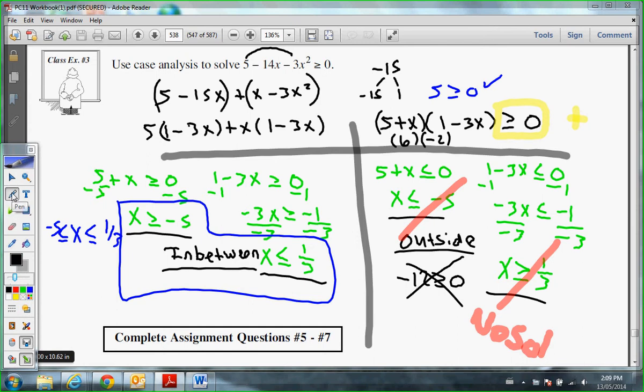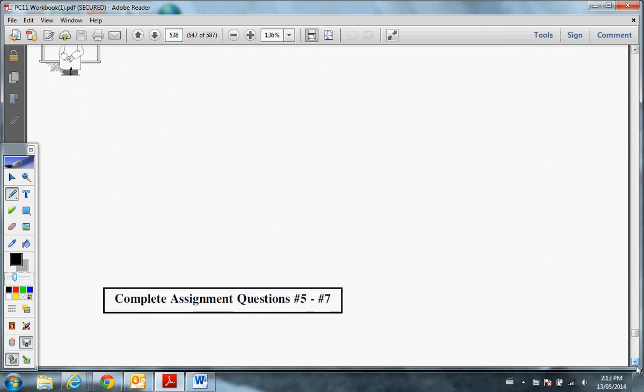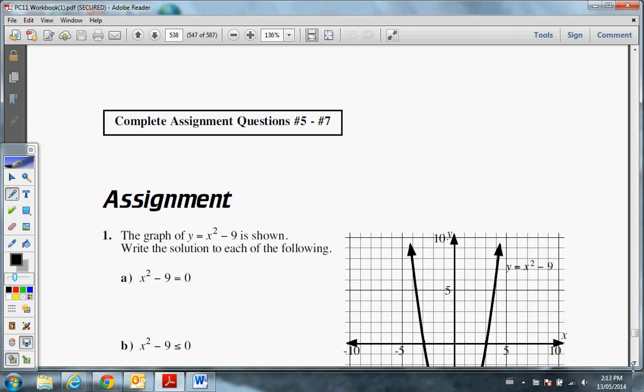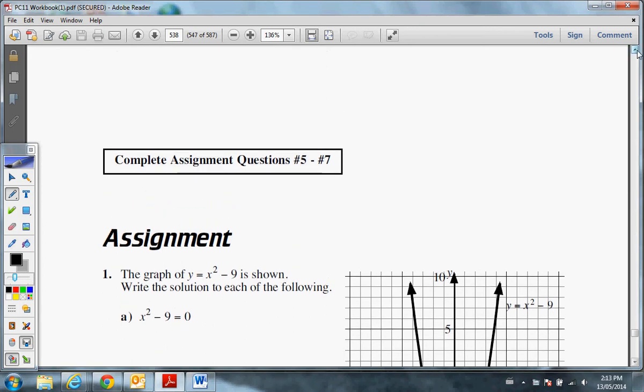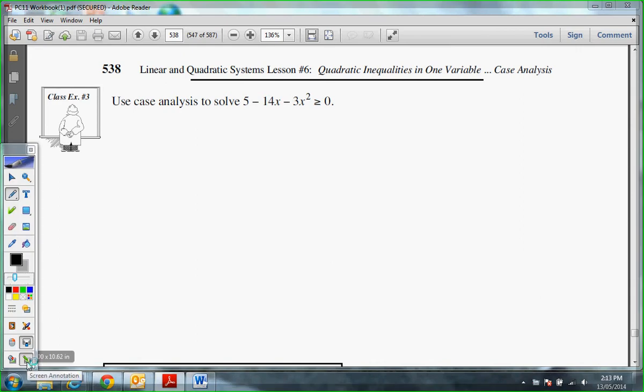Okay, and that is essentially case analysis. Let's double check here and make sure there aren't any other examples. I'm pretty sure we're done. We are. Okay, so that is case analysis in a nutshell. So remember, keep track of your signs, know what they're asking. And remember, at the end of the day, what they are looking for is pieces of the graph.